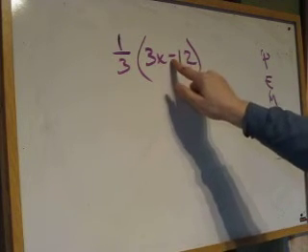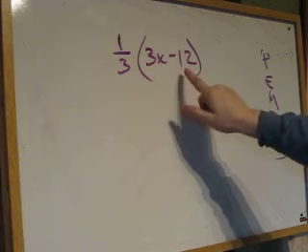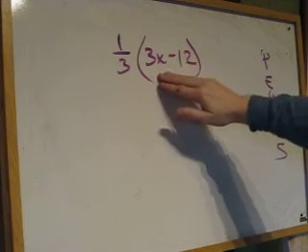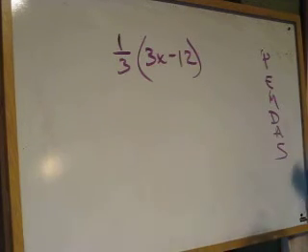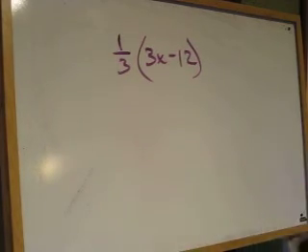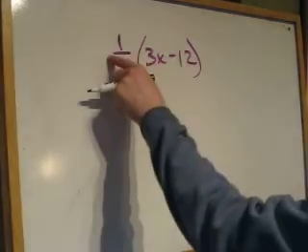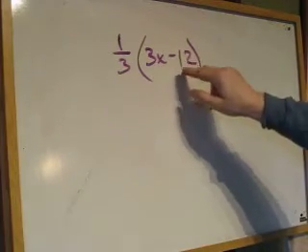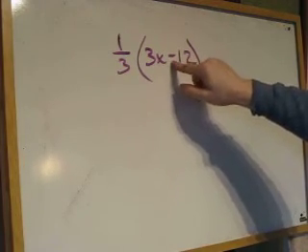You can't add or subtract them because they're not like terms. So we can't do anything with that. All we can do at this point is use our distributive property. Our distributive property says that we take 1/3 times each term, and we have two terms because they're separated by our minus sign here.